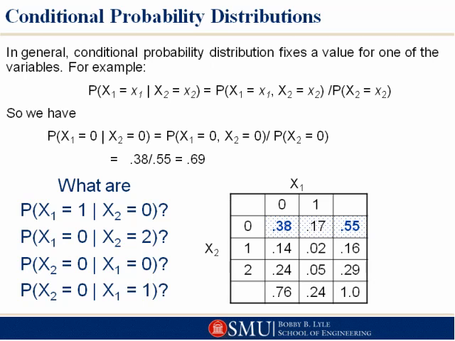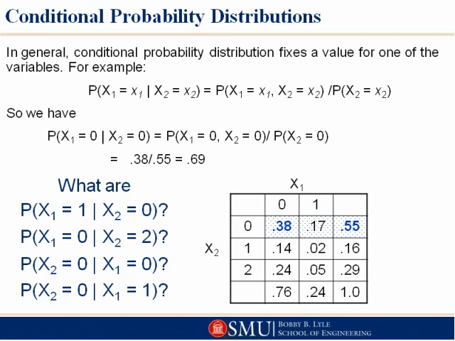Conditional probability of x1 equal to 1 given x2 is equal to 0. That's going to be 0.17 divided by 0.55. Probability of x1 equal to 0 given x2 is equal to 2. Looking at the numbers, we're going to have probability of x1 equal to 0, 0.24 divided by 0.29.